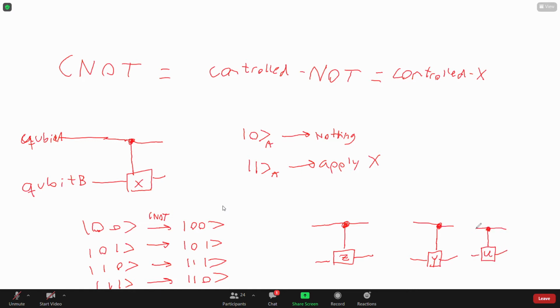Meaning just if the first qubit is in 0, you don't do anything. If the first qubit is in 1, you apply whatever unitary you like on the second qubit. And we call them, for example, here controlled Z or controlled U.